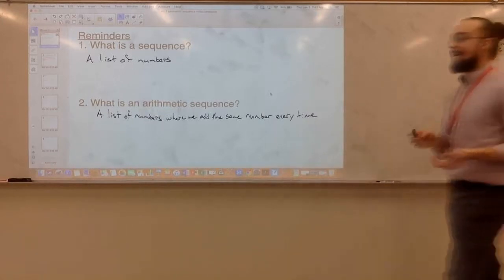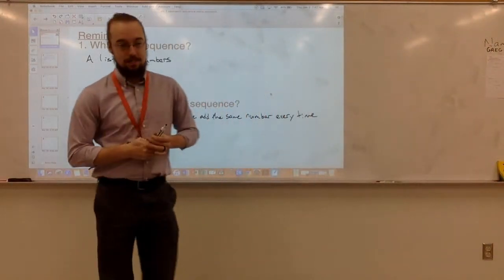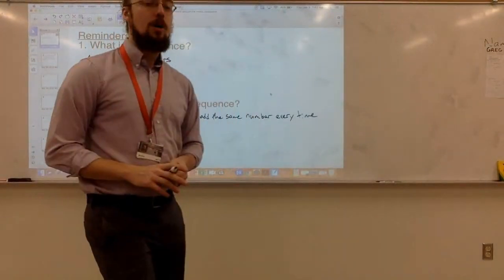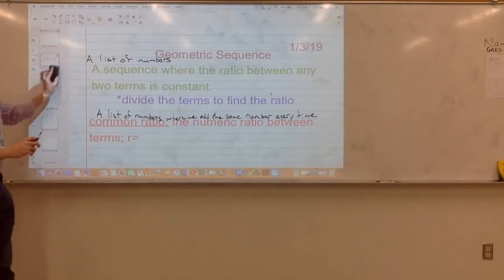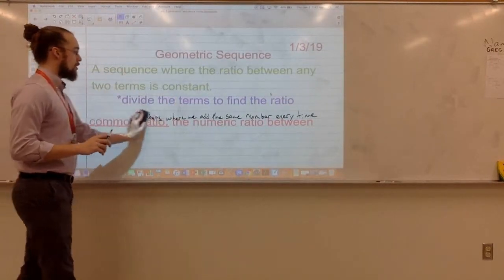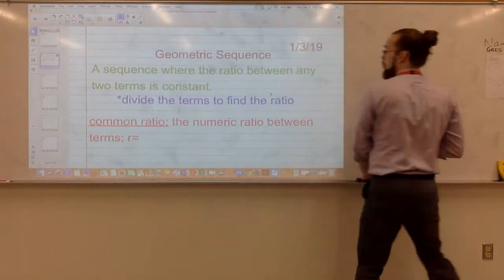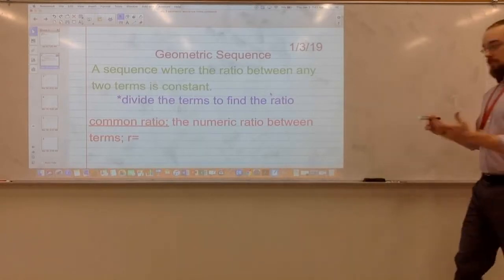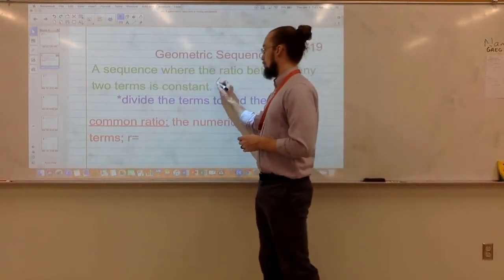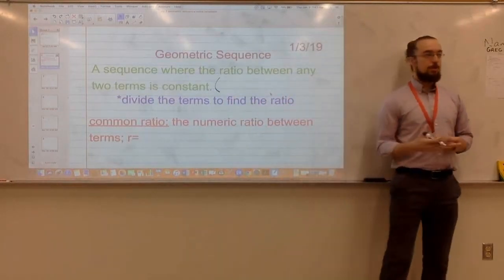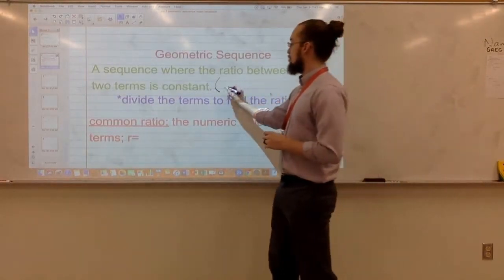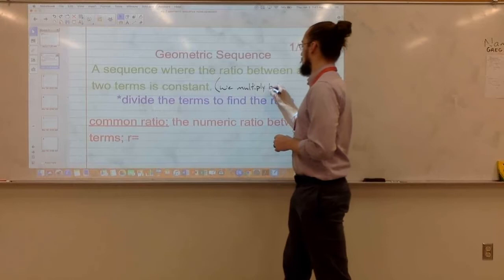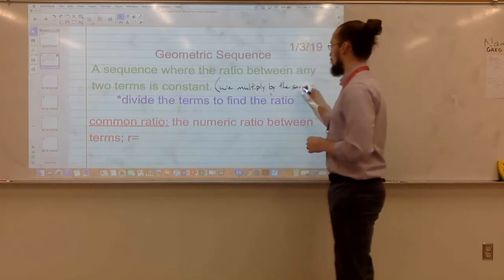All right? So today we're going to take a look at a new type of sequence. We're going to look at what's called a geometric sequence. Our definition for a geometric sequence is this: a sequence where the ratio between any two terms is constant. You can put this in parentheses if you want to. Another way of saying this is we multiply by the same number every time.